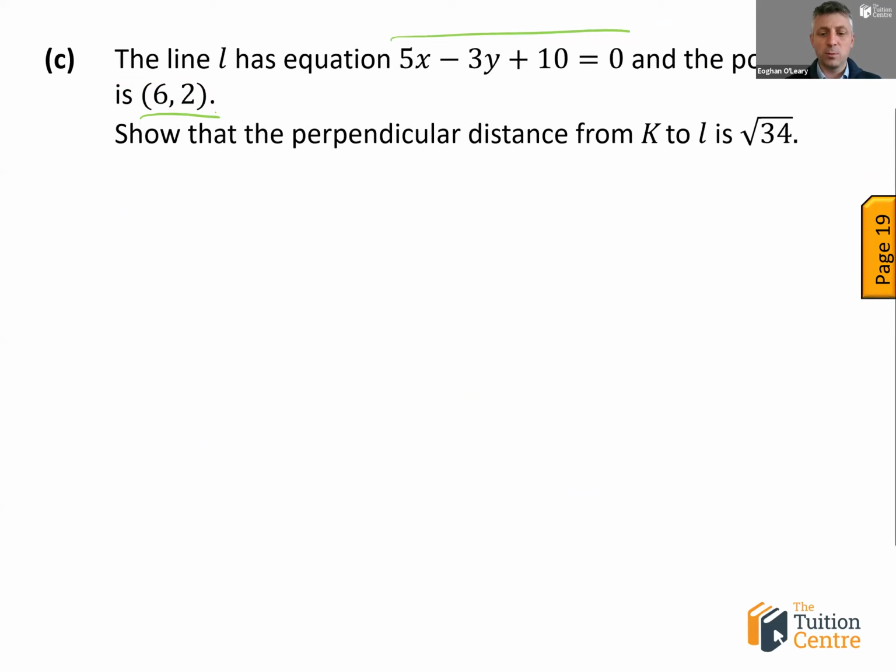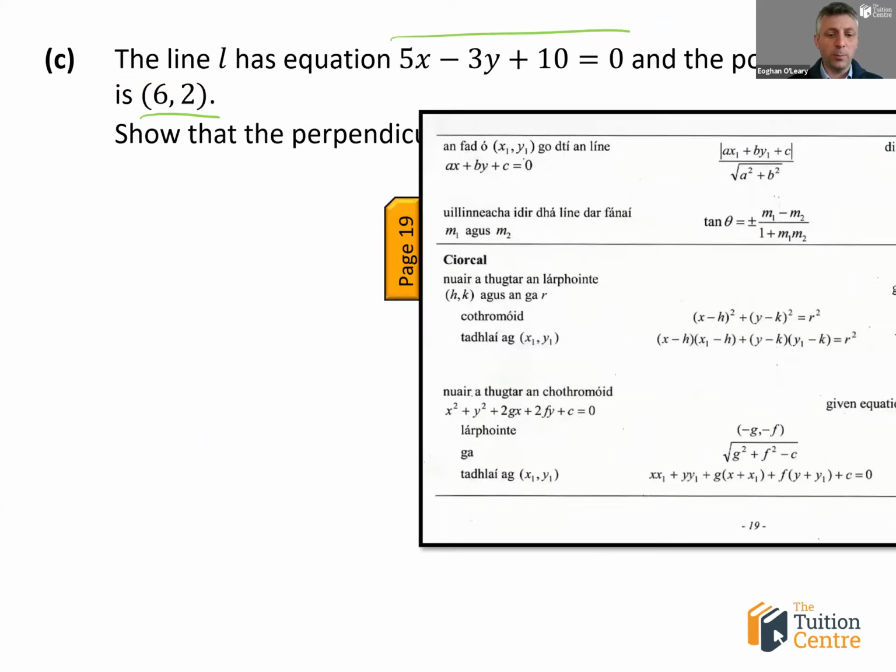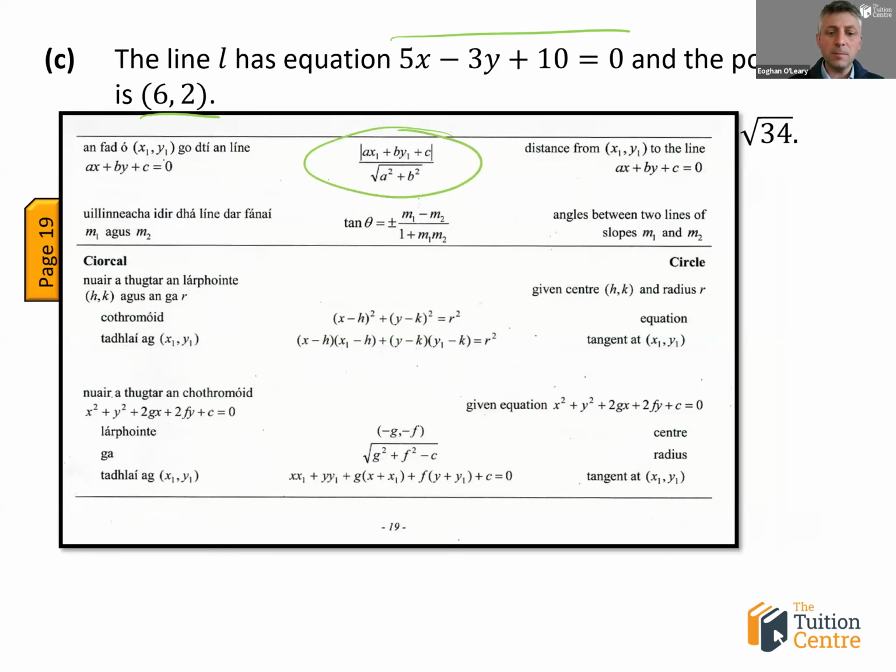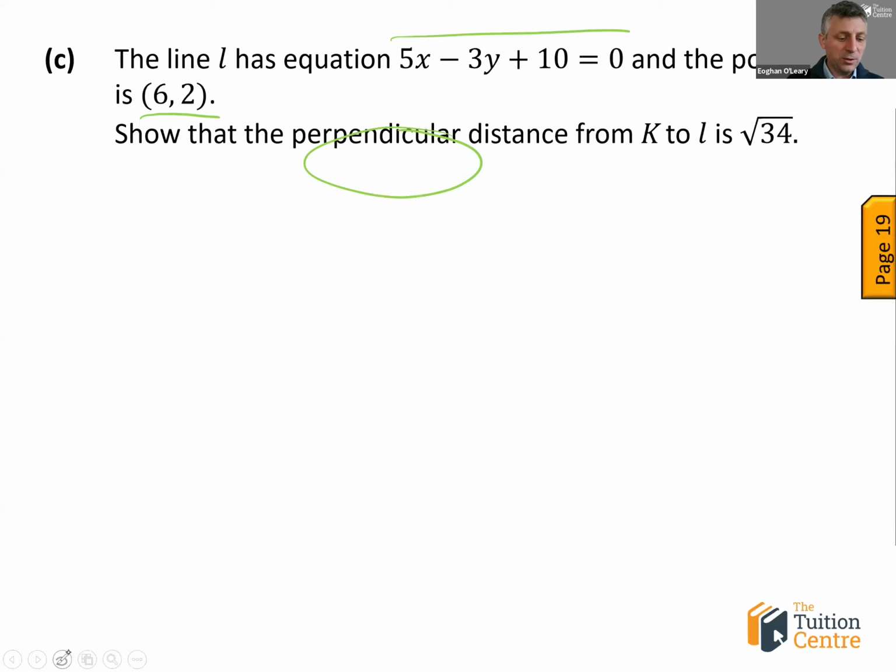So all we're doing is we're on page 19, we're looking at our perpendicular distance formula. So what we're saying is, the distance from a point x1, y1 to the line ax plus by plus c equals 0 is the formula given. So that's just what we're going to use here. And we have everything we need. This is our x1, y1. This is in the form of ax plus by plus c equals 0.